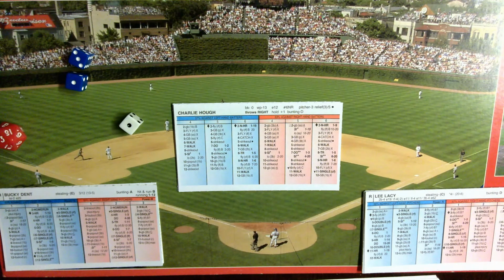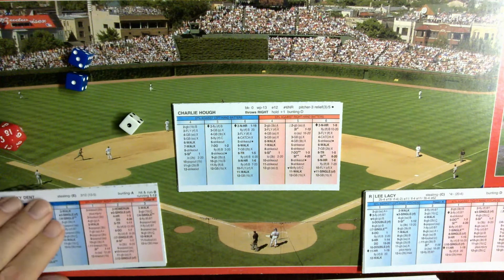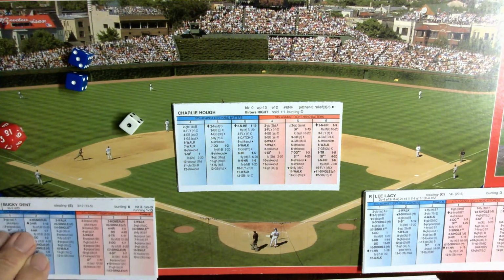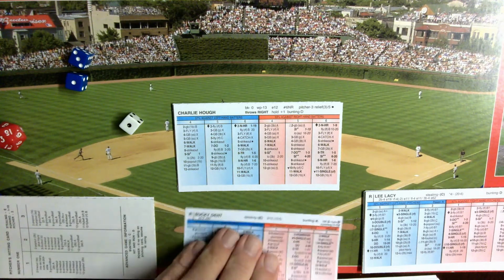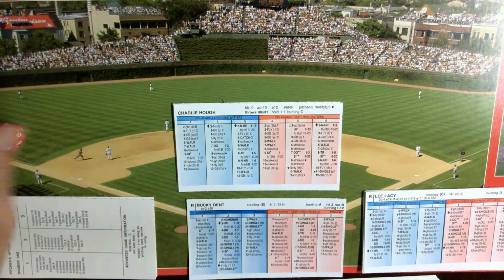Oh my gosh. Huff can only stare out into the bleachers after that. He can't believe what he's walked into. It's just a buzzsaw. He needs one more out to get out of the inning, and he's going to pitch to Dent. So here we go.